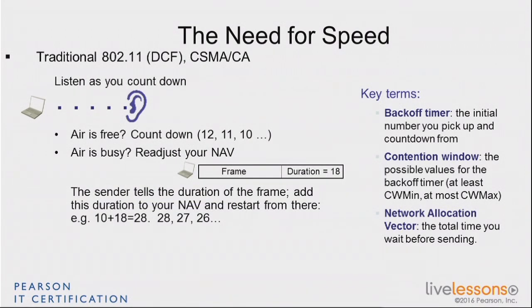And you count down and you readjust your NAV every time you detect that somebody else is sending. So that makes your network allocation vector change, but your backoff timer does not. Your contention window does not. You chose it, and it's there, right? That's where you started from. Only the NAV is changing at that point.